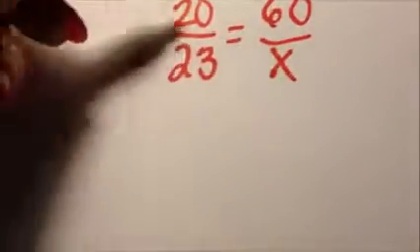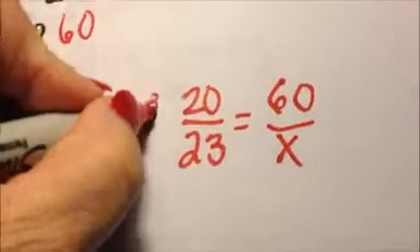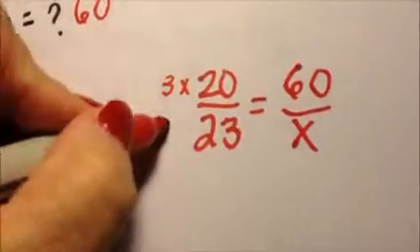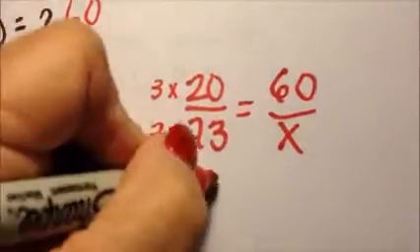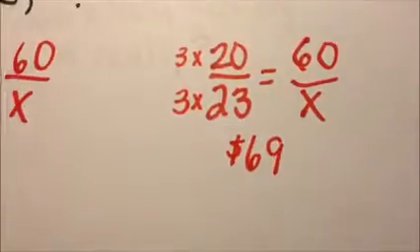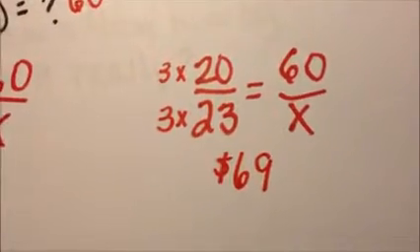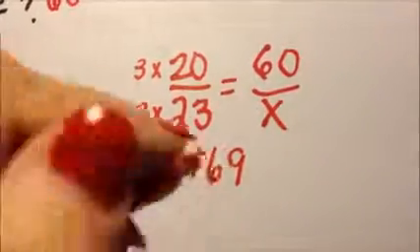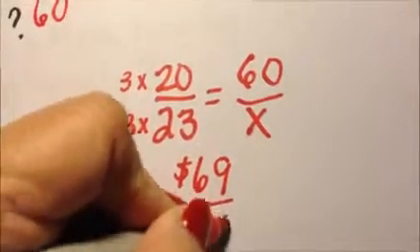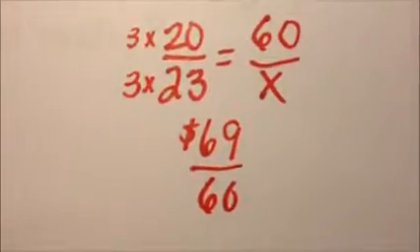Now, over here, 20 times 3 is 60. So if I multiply 23 times 3, I'm going to get 69. Now, let's think a minute. I've got 60 tickets here that cost $69. So how much is each ticket? If I take my 69 and divide it by 60, the cost of each ticket would be $1.15.